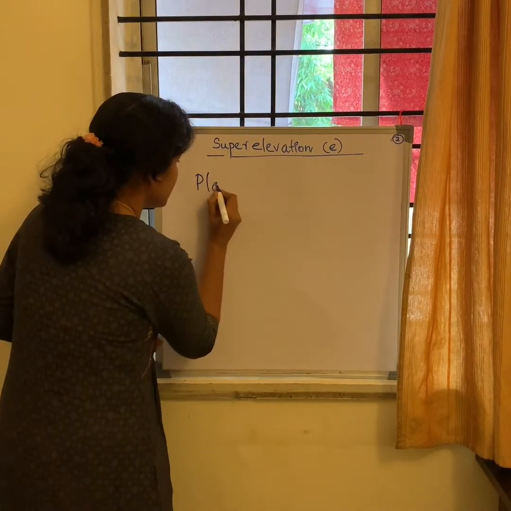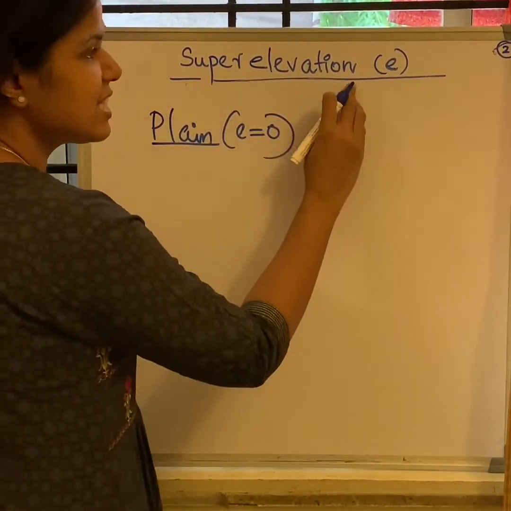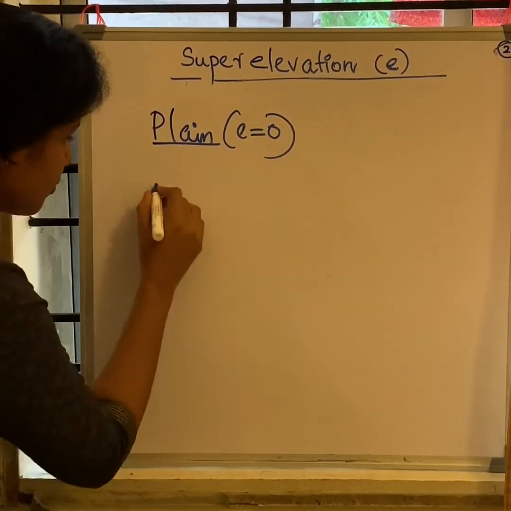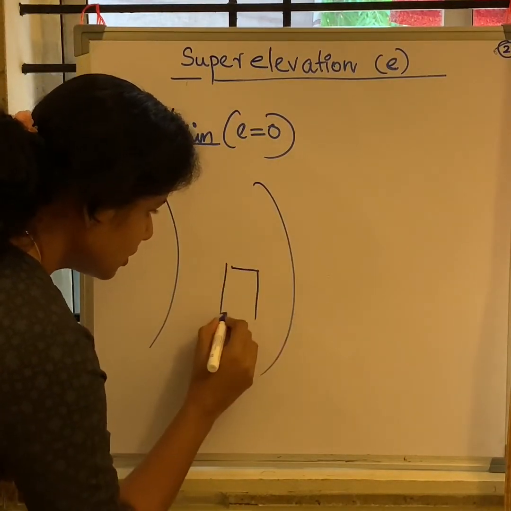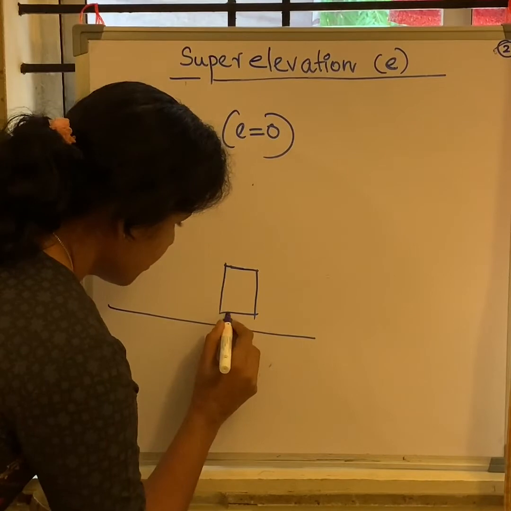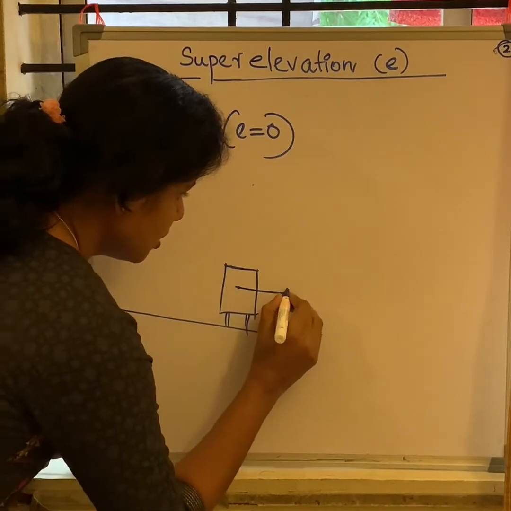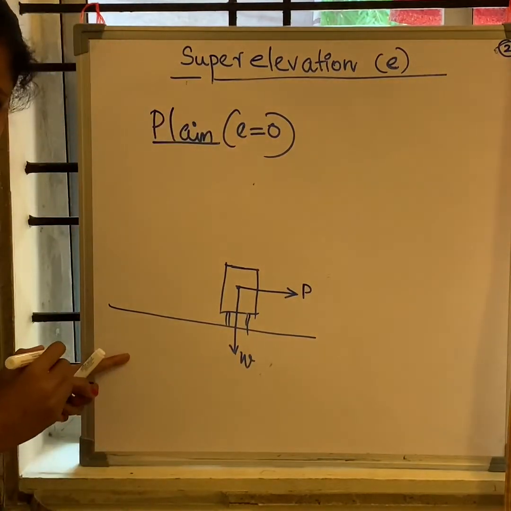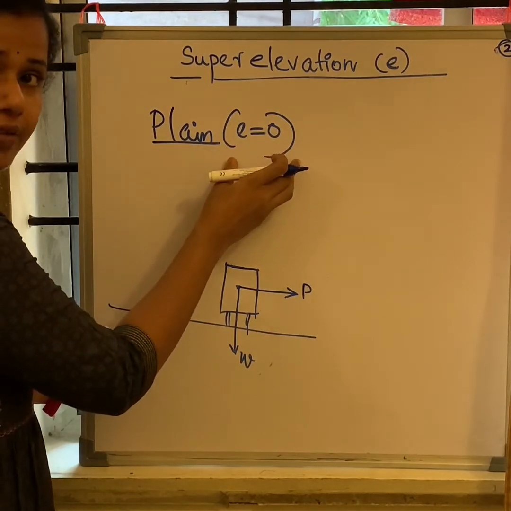So let's see a sketch. First, let's understand a plain curve in which there is no super elevation. Super elevation is generally designated by the letter E. That's why I am writing here E is equal to 0 when there is no super elevation. If this is your horizontal curve, your vehicle is moving like this. I am now going to draw the horizontal surface. Probably you can consider this as its wheelbase. At the center of gravity, the centrifugal force is acting outwards, and vertically down, the weight of the vehicle is acting downwards. This is on a plain horizontal circular curve where the super elevation is 0.